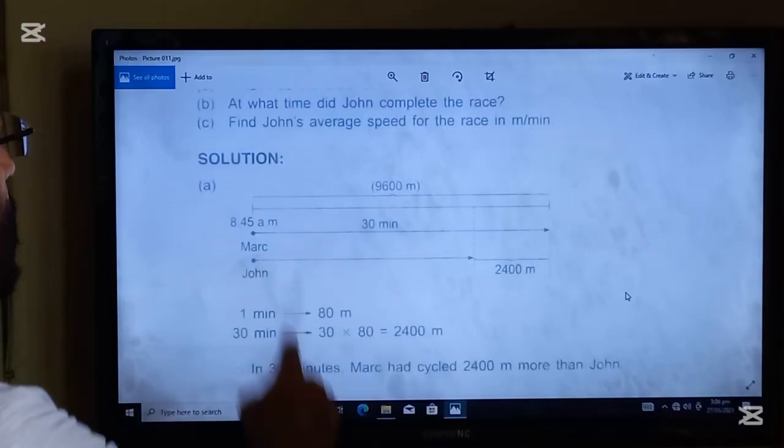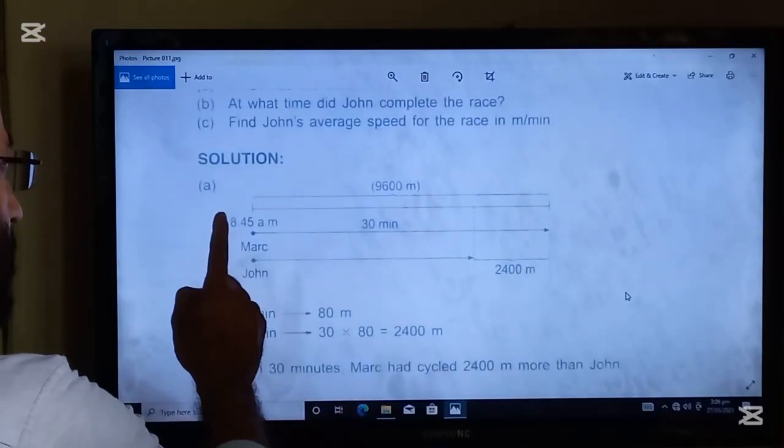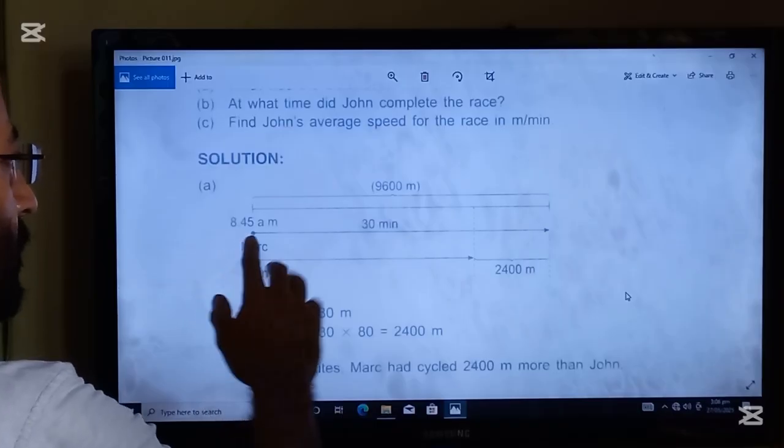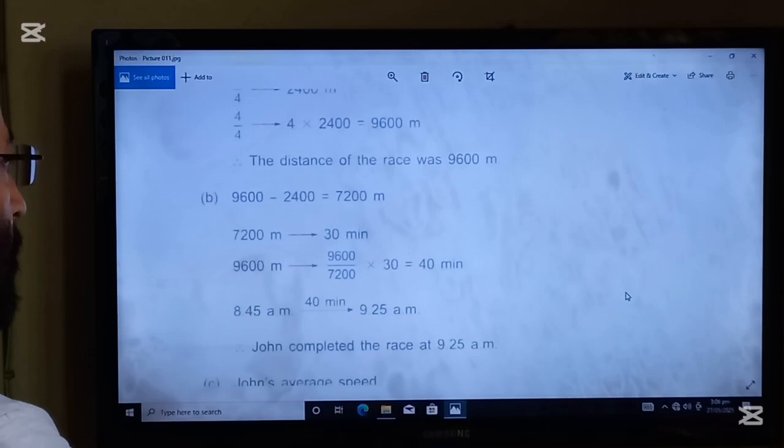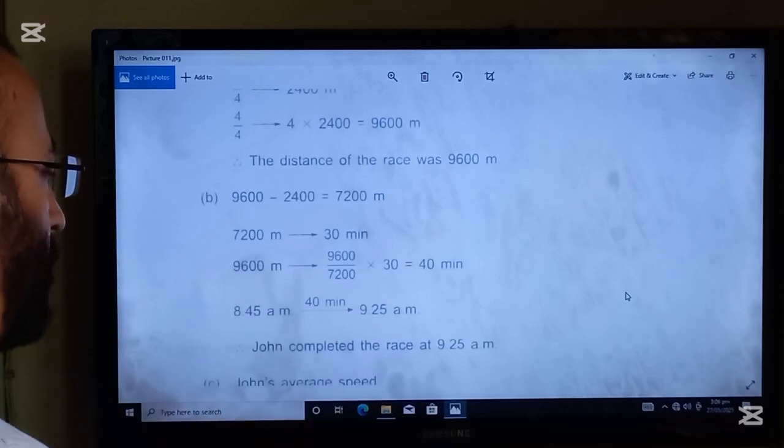So the requirement is, at what time? So if the starting time is 8:45 and he is taking 40 minutes to complete the full journey, so add 40 minutes to the 8:45 time.